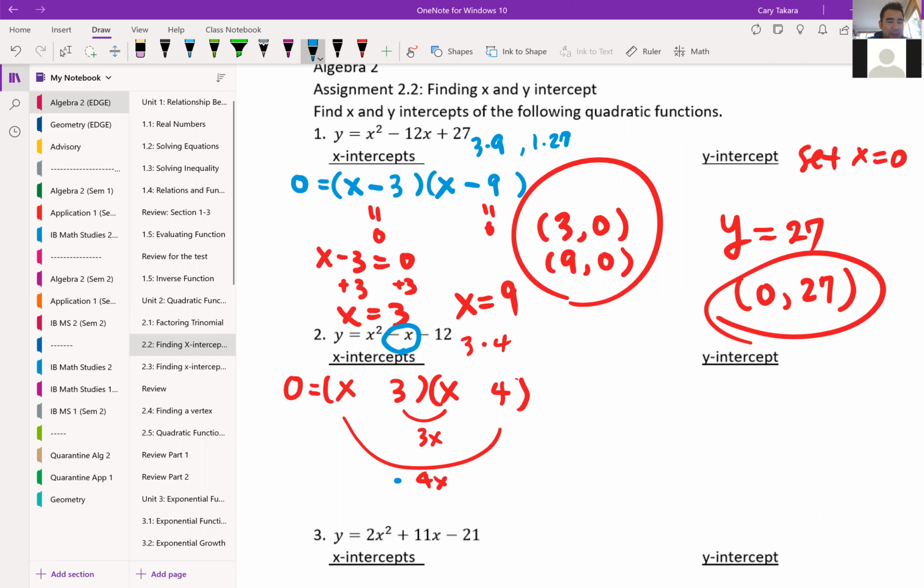We need to make 4x a negative, 3x a positive, isn't it? Then if you add them, wouldn't you get negative 1x? So negative 4, positive 3. Okay.